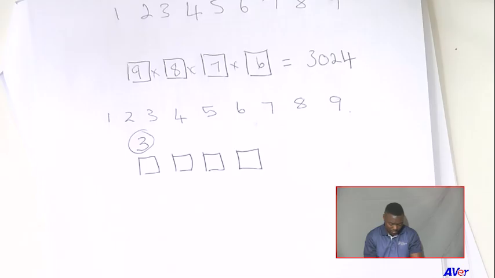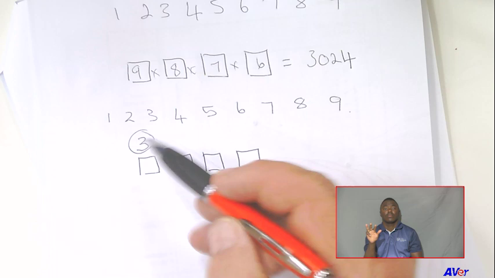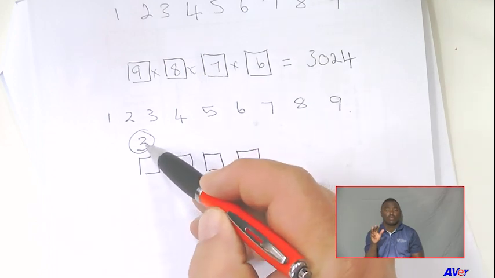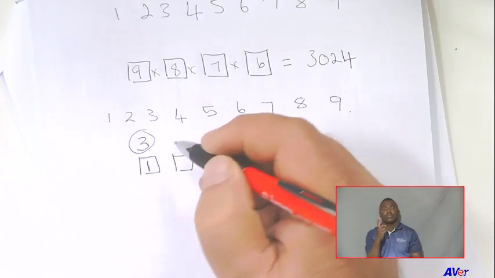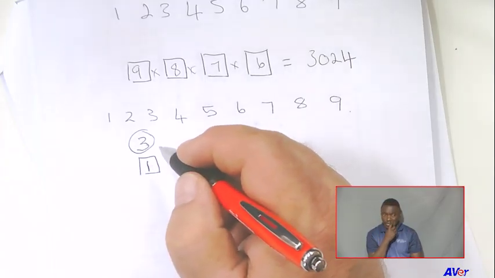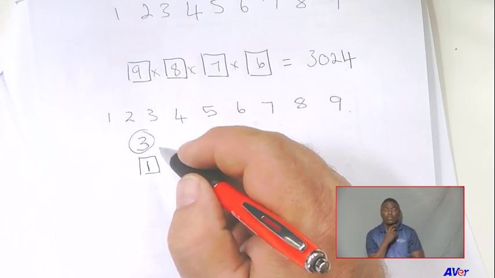Let's quickly have a look at that. People, the numbers from 1 to 9. The first number must be a 3. So how many numbers can I put there in? 1 number. And they say in this case, the numbers may be used repeatedly.